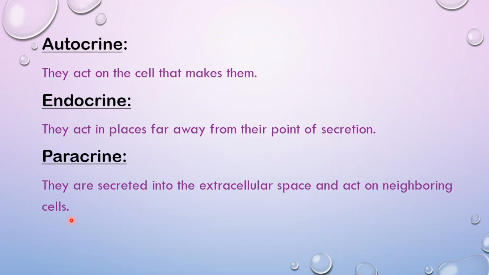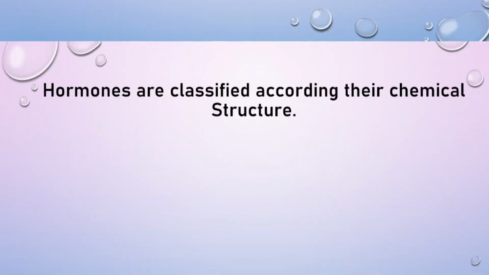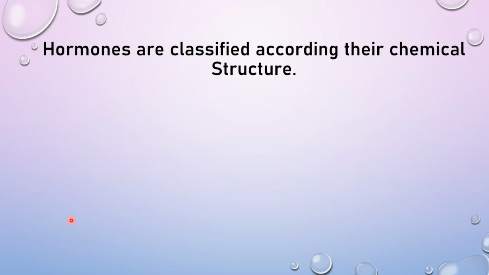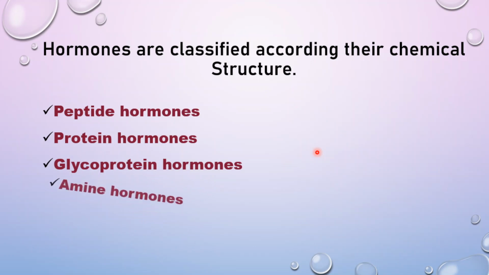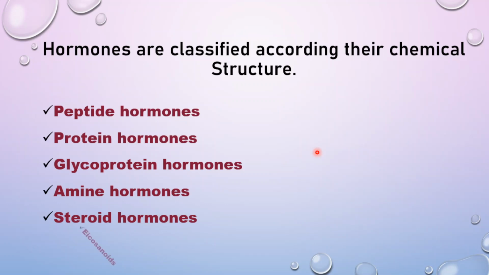Now let's talk about how hormones are classified based on their chemical structure. Hormones are classified according to their chemical structure. First type is peptide hormones, protein hormones, glycoprotein hormones, amine hormones, steroid hormones and icosanoids. So like this, hormones are classified according to their chemical structure.